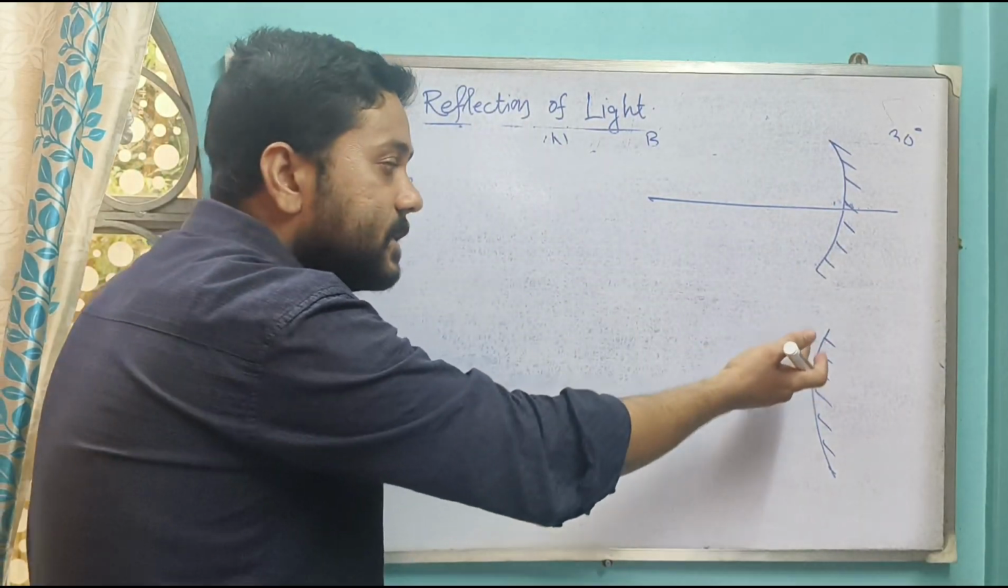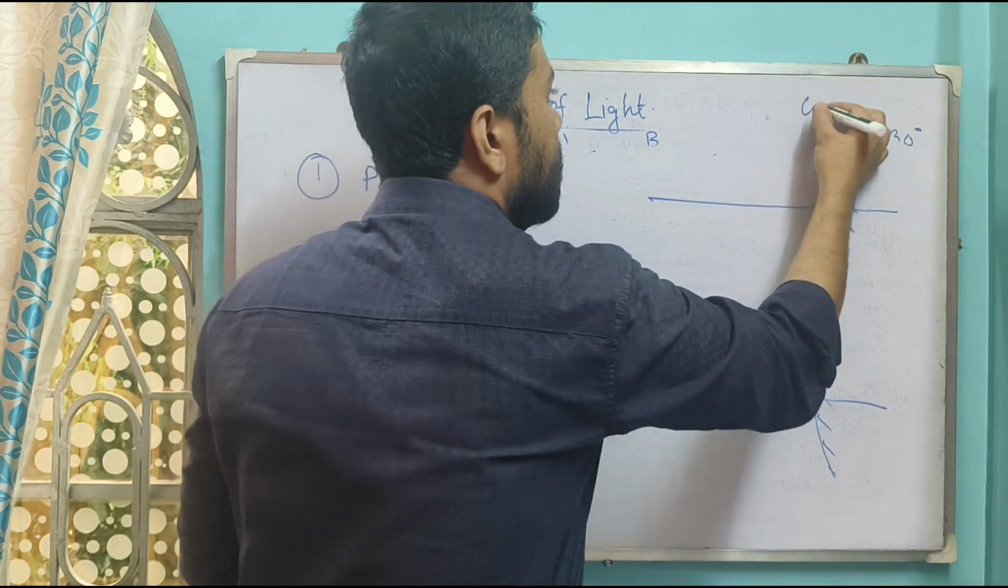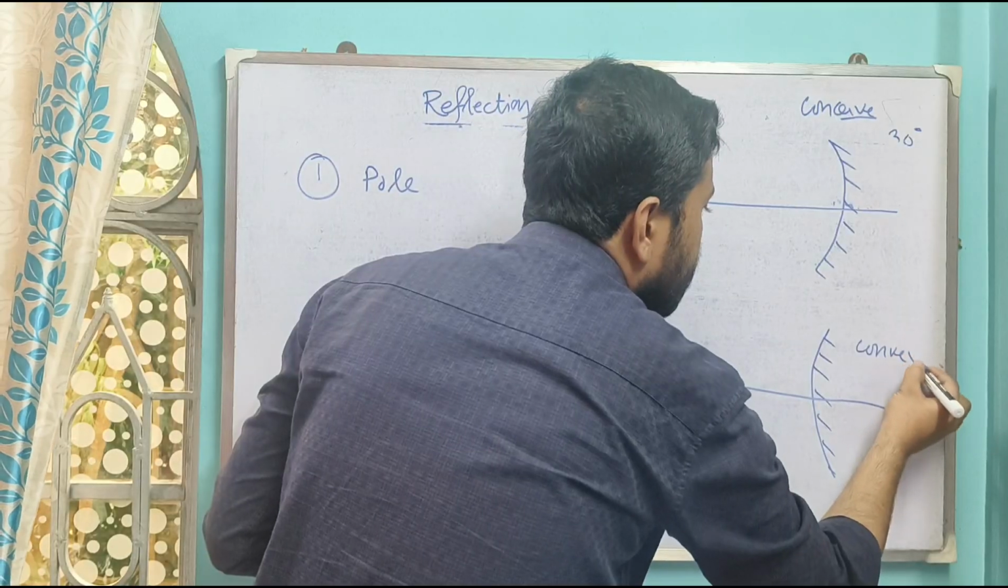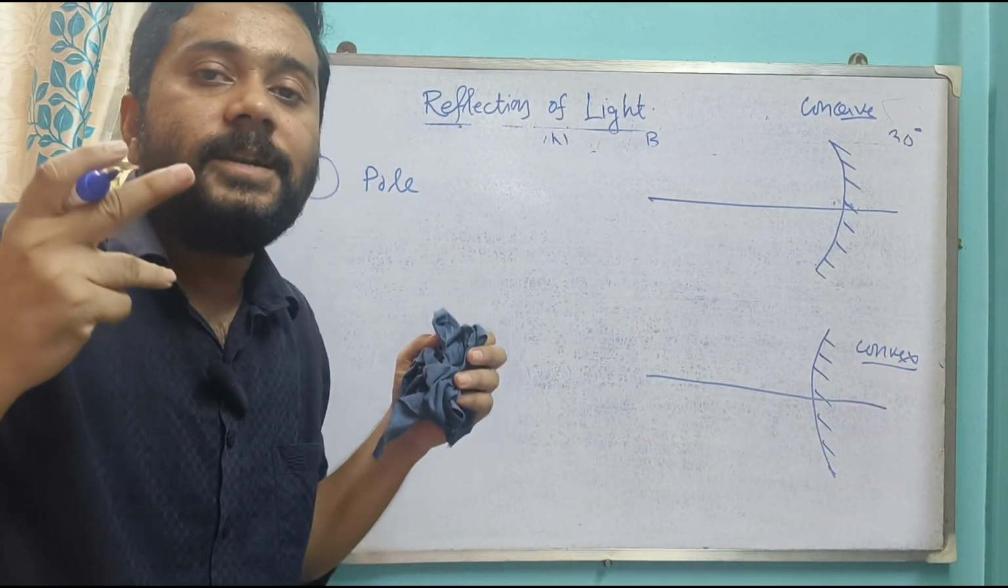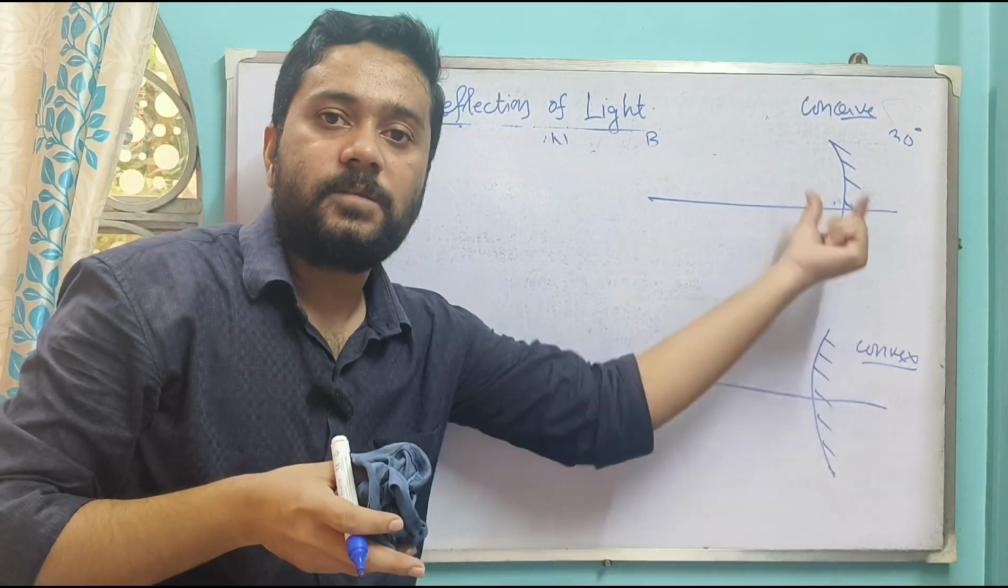Here the reflecting surface is curved outward, or bulging. So we are drawing here. This is the concave mirror, and this is the convex mirror. Now we will study the important terms related to concave and convex mirrors, spherical mirrors.